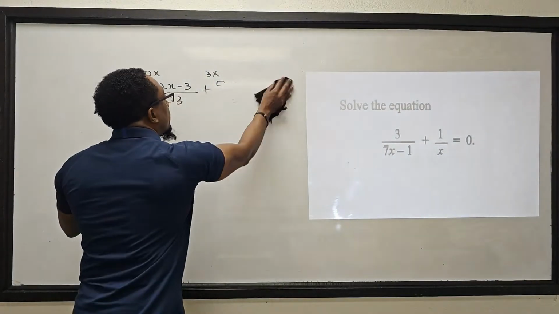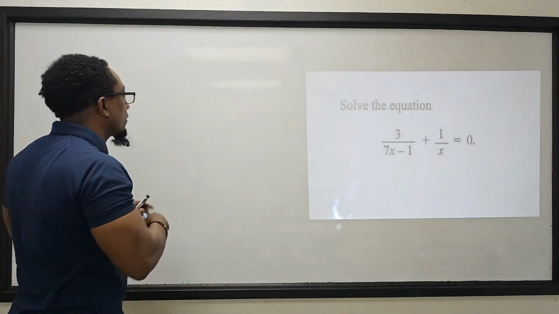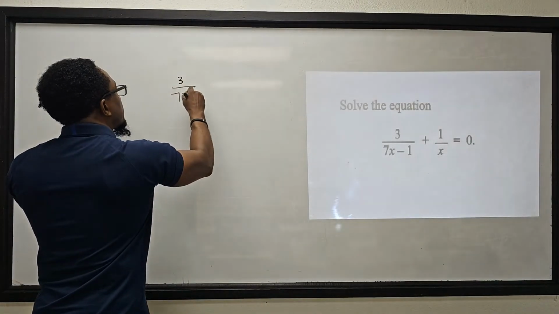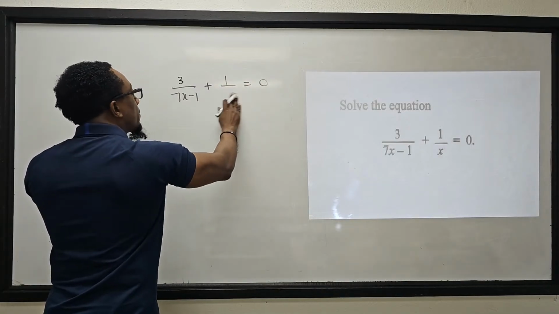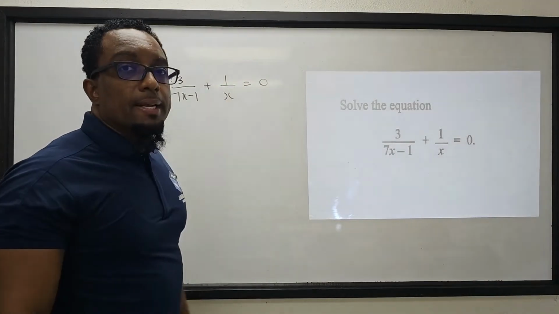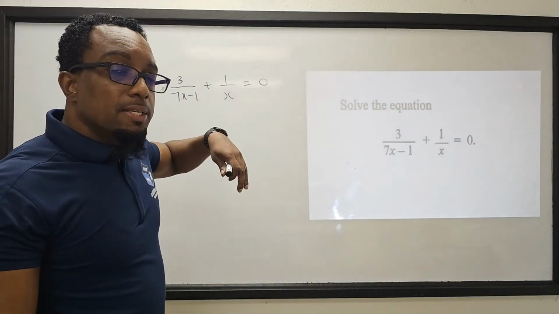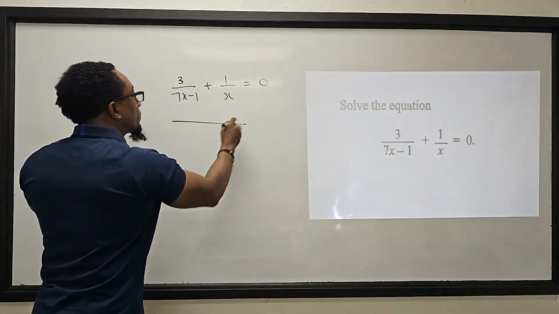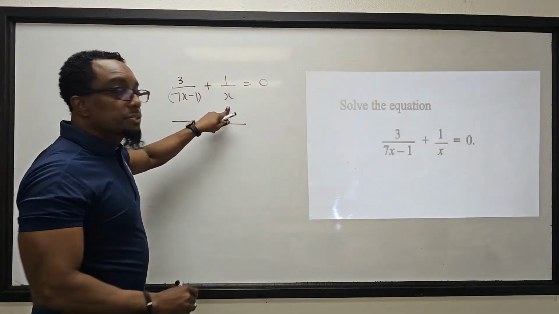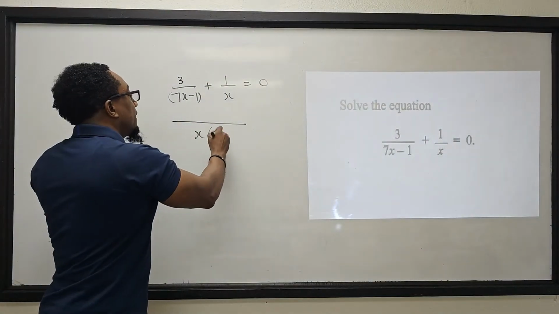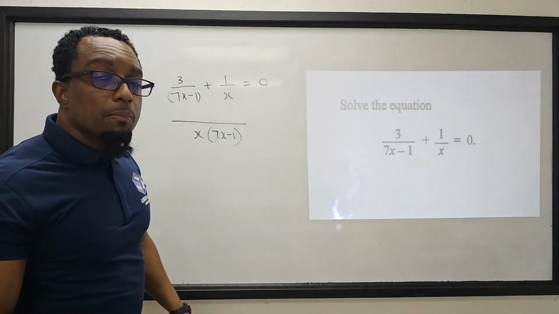So if we have 3 all over 7x subtract 1 plus 1 over x is equal to 0. So again, let us simplify what we have on the left. We have fractions, so we find the LCM. And the LCM will be 1 of each: x, 1 of each, and 7x subtract 1. That's the LCM, 1 of each.